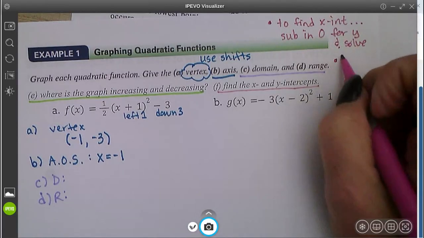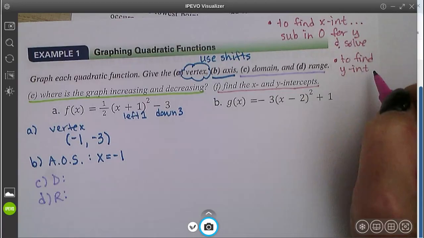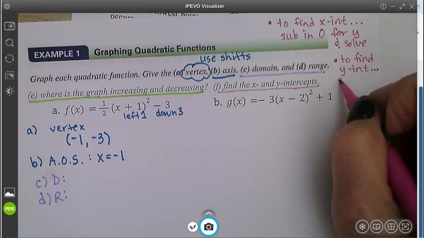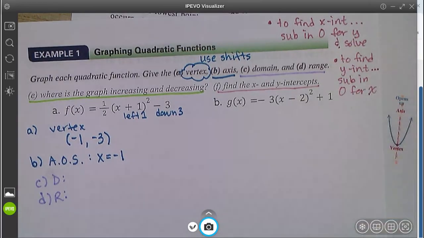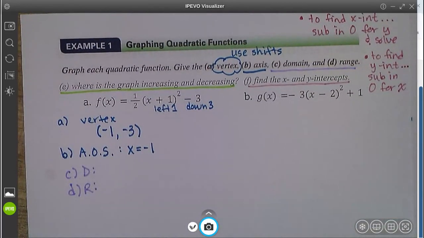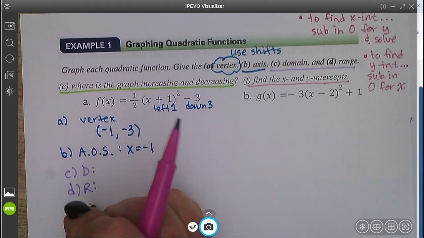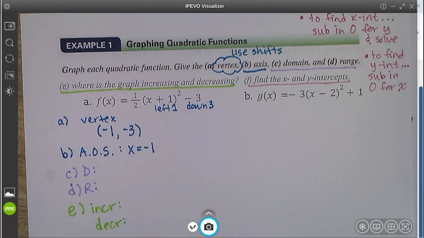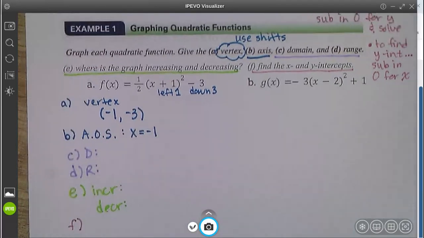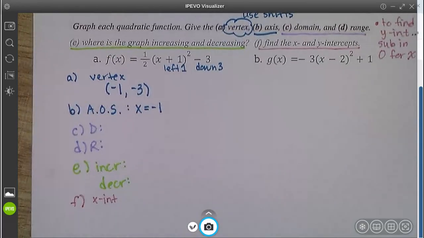To find a y-intercept, we're going to sub in 0 for x and also solve. So to find the x and y intercepts, I'll leave a space for E, and we'll say increasing, decreasing, and then F. Okay. So for our x-intercept, we're going to replace the y with 0.